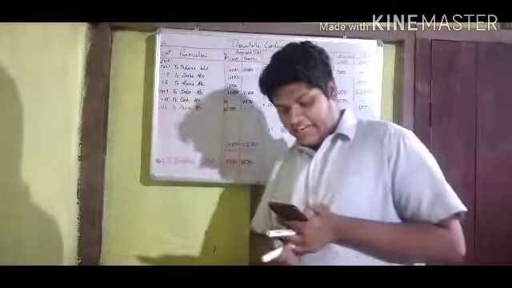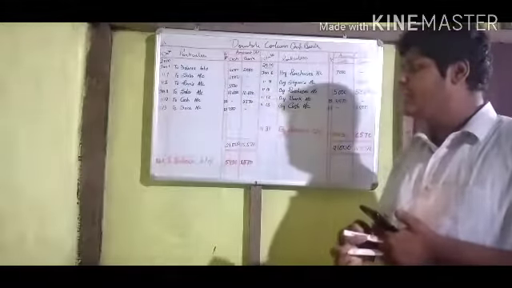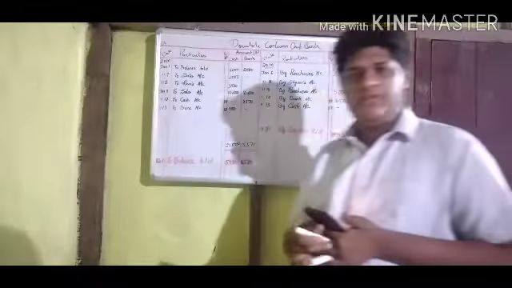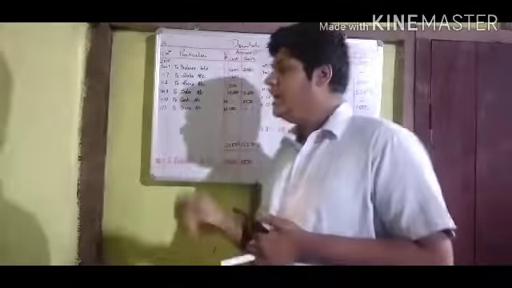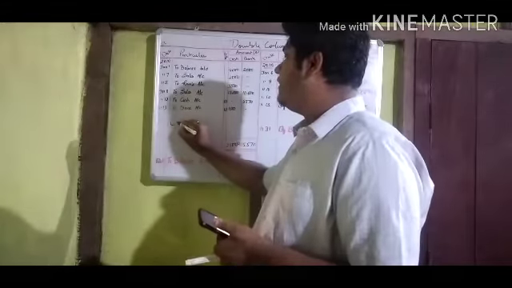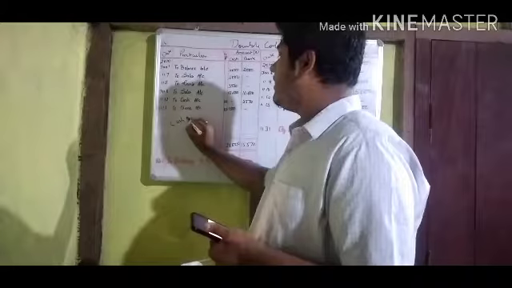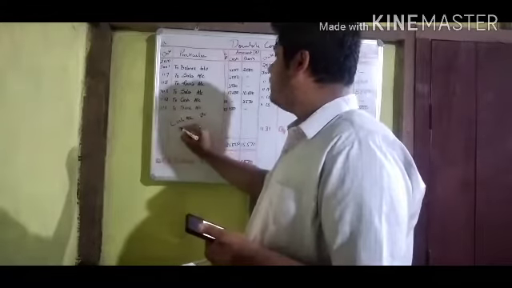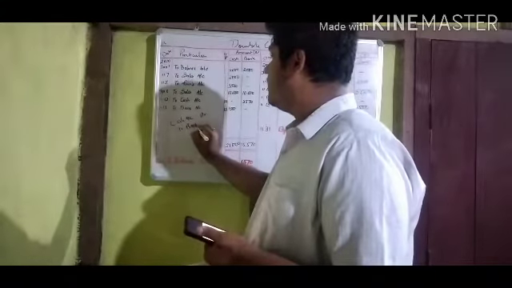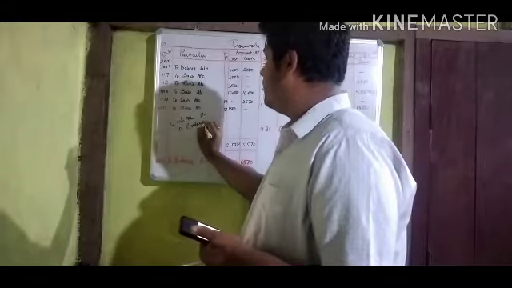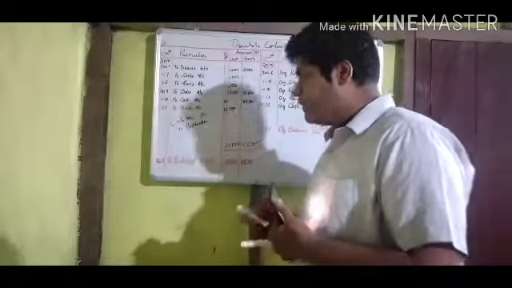Okay, now the last entry of January 13. Here it is written that withdraw from bank for office use. Now you have withdrawn. If you withdraw, then the entry will be reversed. It will be cash account debit to bank account.